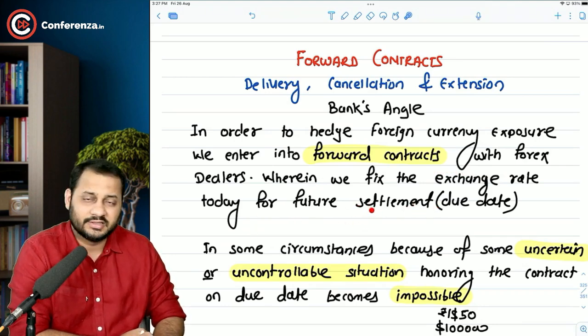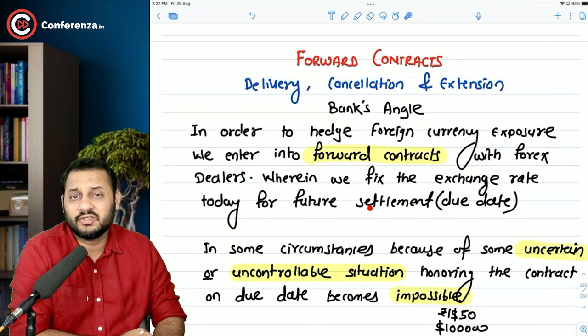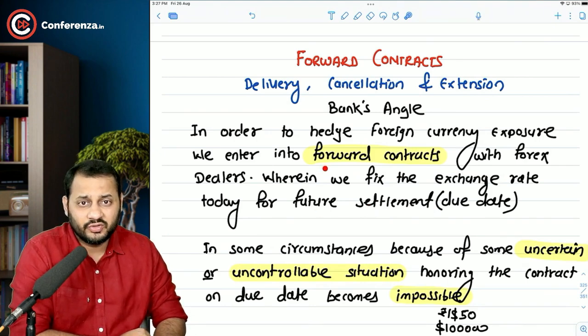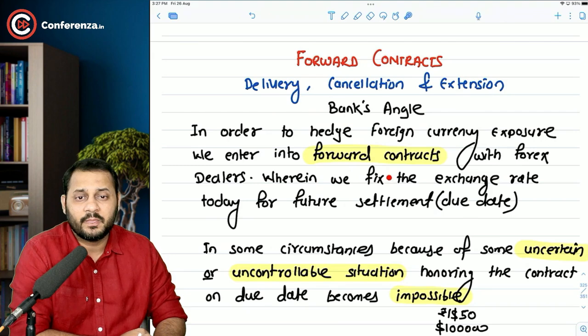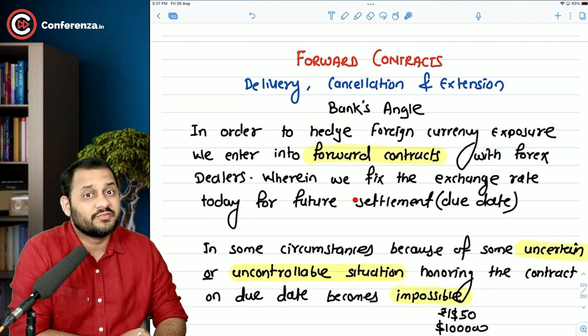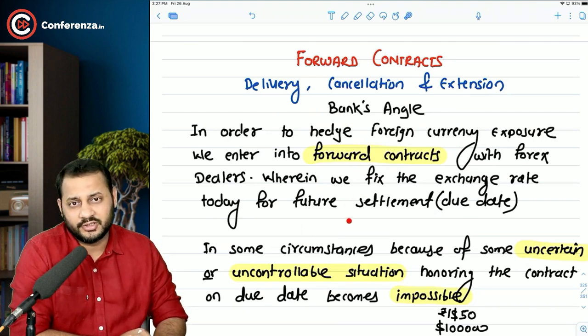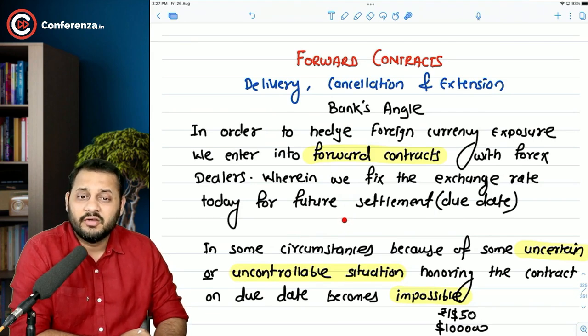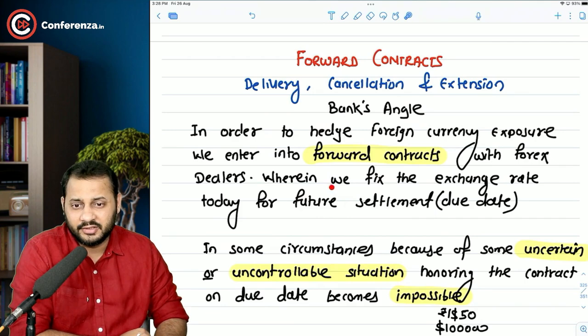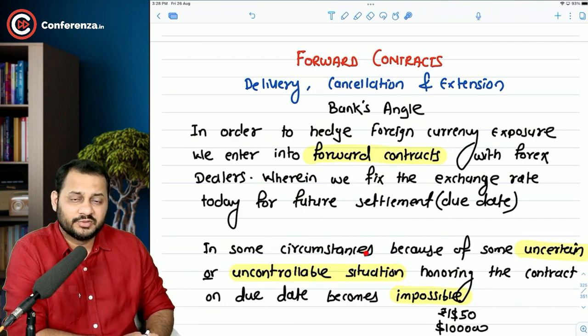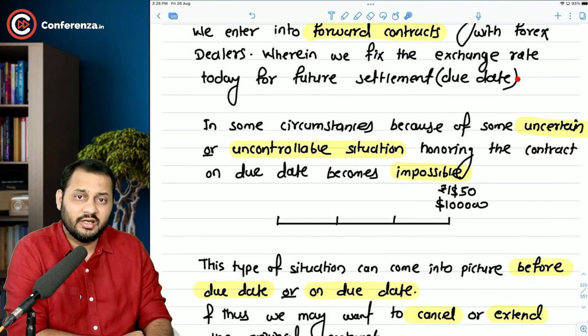Is that right? Yes, sir. In most of the questions previously, we have discussed this, that once we enter into a forward contract, that rate is fixed. That rate is fixed for the future settlement. And what happens at the maturity, at the end of 3 months, 6 months, 9 months, 1 year, we convert the foreign currency at that rate, the rate which has been agreed. Now, what happens in some circumstances? This was the story till now.